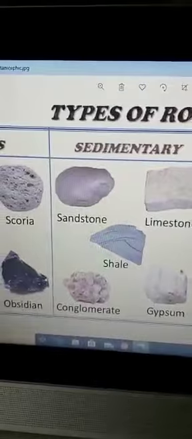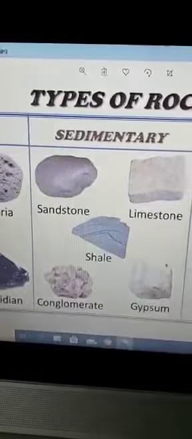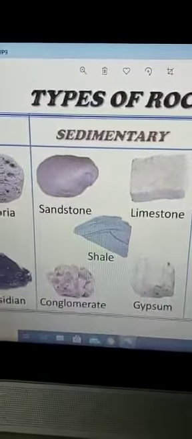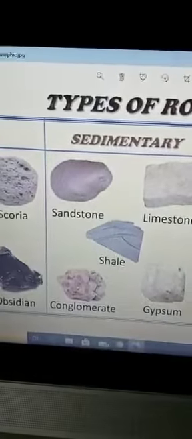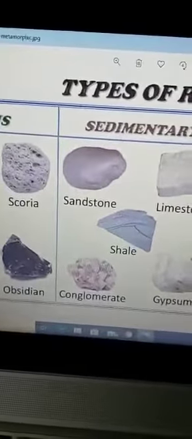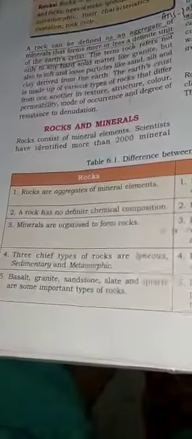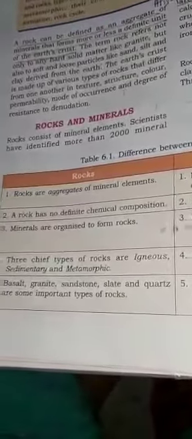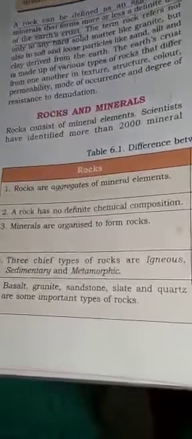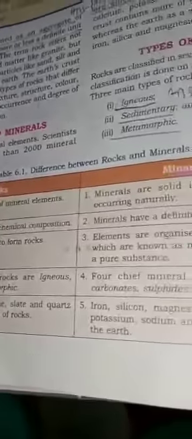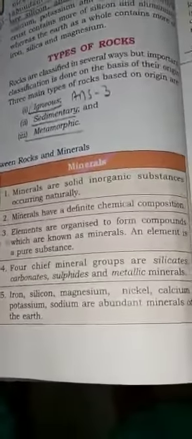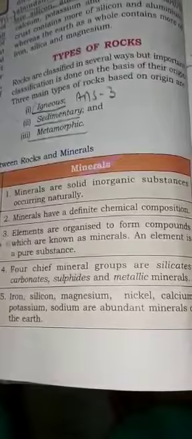So children, on the first page of your book, page number 44, the difference between rocks and minerals is given. So you go through that, read it. I will read along with you. Children, the difference between rocks and minerals is as follows. The rock is an aggregate of mineral elements, whereas minerals are solid inorganic substances occurring naturally.